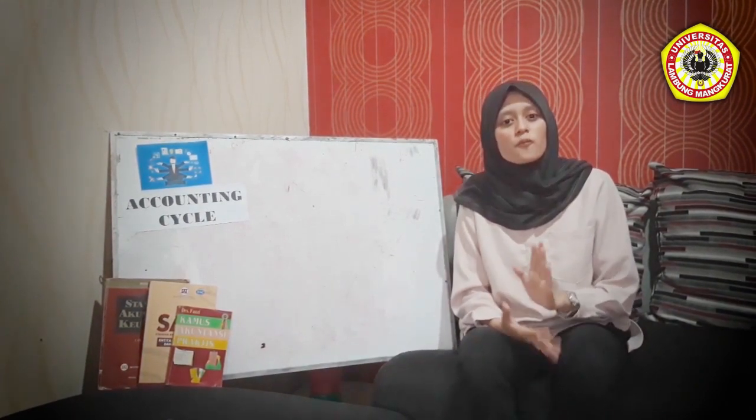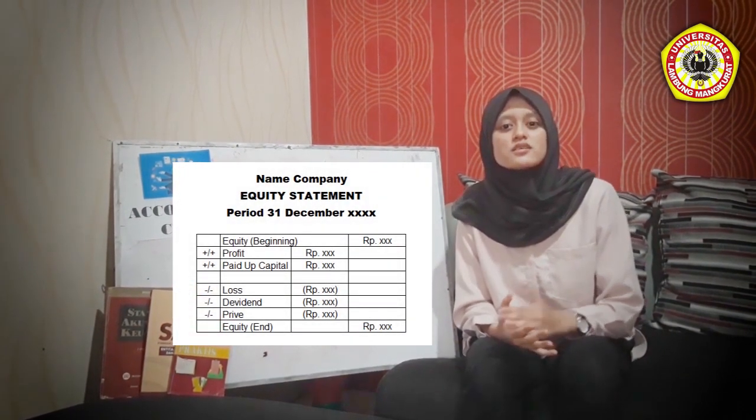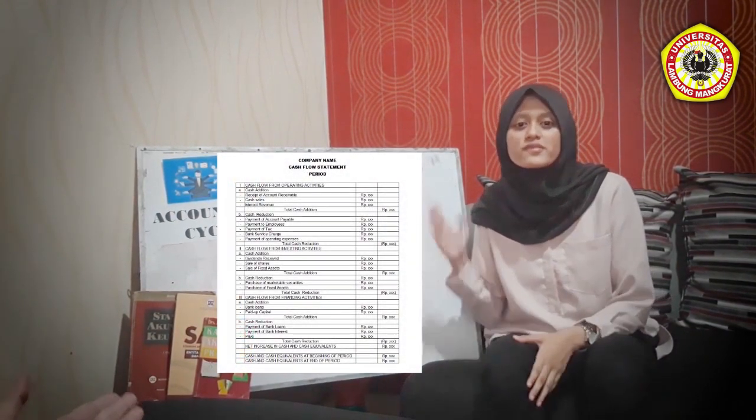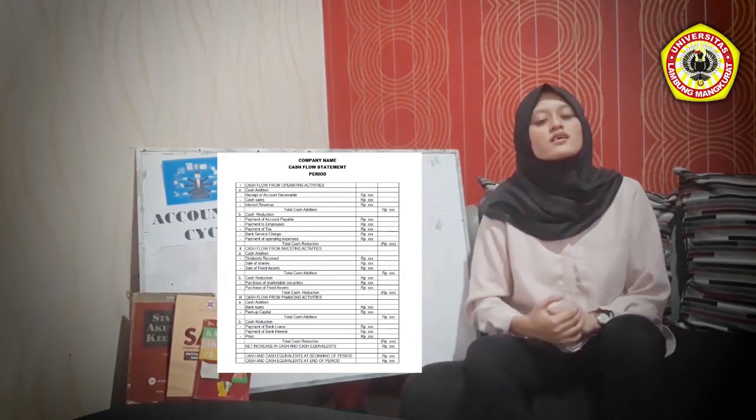2. Statement of owner's equity. It's a financial statement that reports the change in the equity section of the balance sheet during an accounting period. 3. Balance sheet. It's the financial statement of a company which includes assets, liabilities, and equity at a point in time. It also shows the financial position of a business at a given point, such as at the end of the year. And the last, cash flow statement, is a financial statement that summarizes the amount of cash and cash equivalents entering and leaving the company.